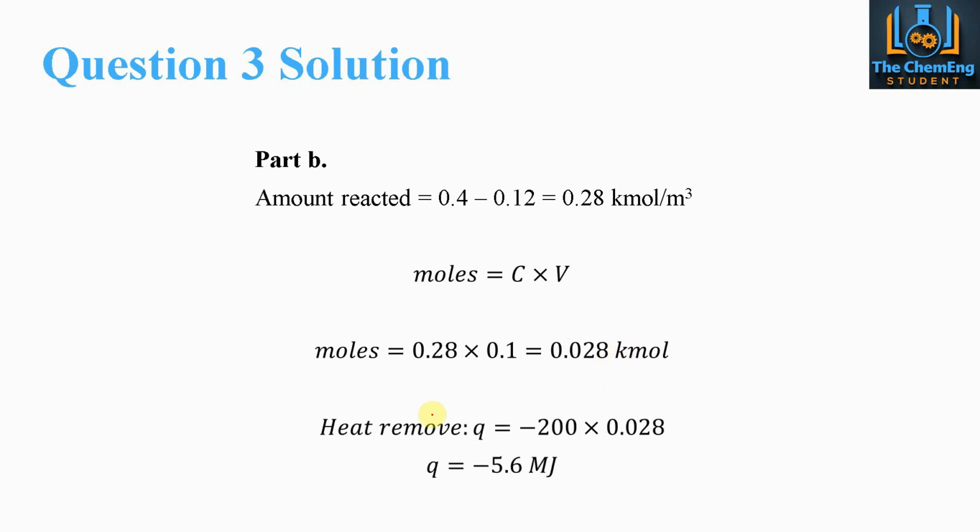Then we were given the heat of the reaction, which was minus 200 megajoules per kilomole. So we multiply that by the number of moles, and that will give us a Q value of minus 5.6 megajoules. And that's how you would go about solving a problem like that. Again, a fantastic problem there by Luke, and one that we really enjoyed solving. So thank you very much for that.